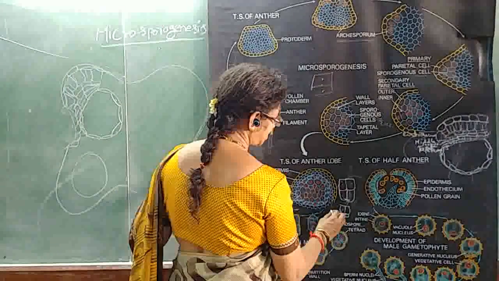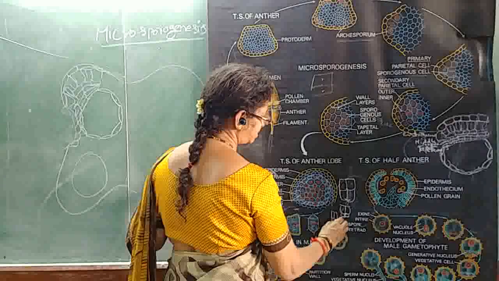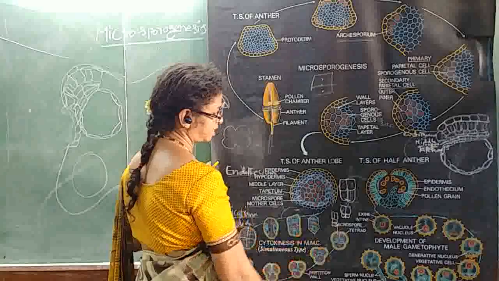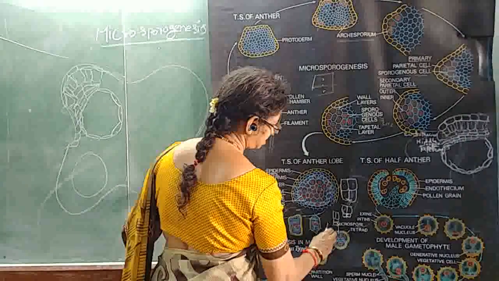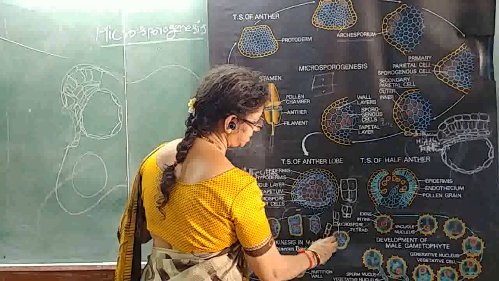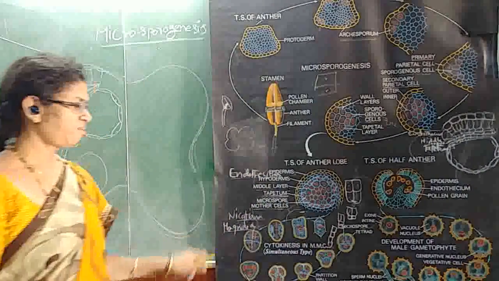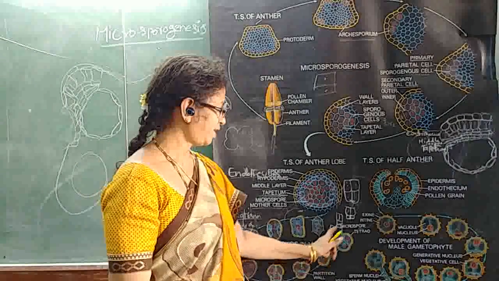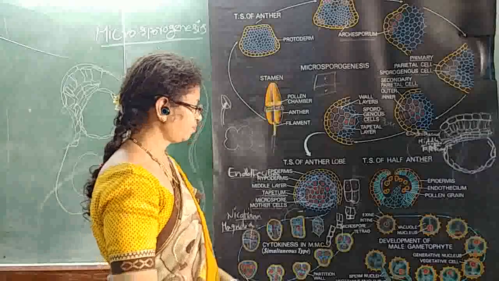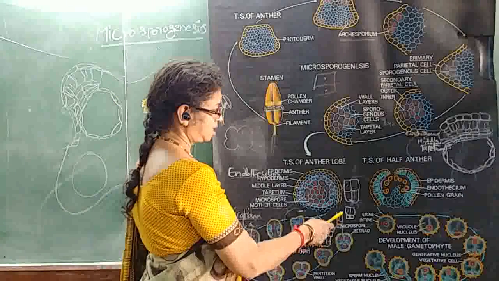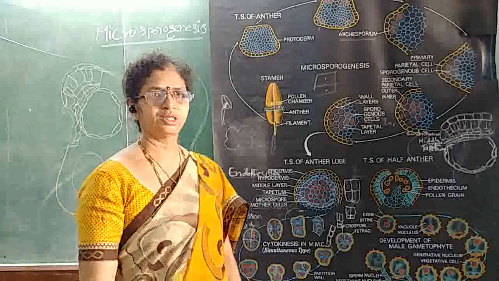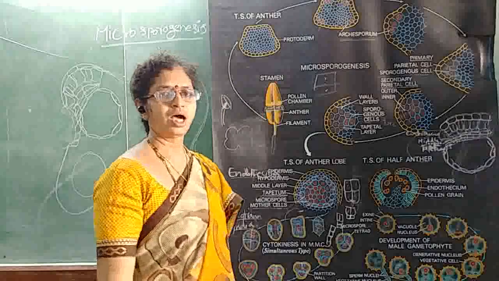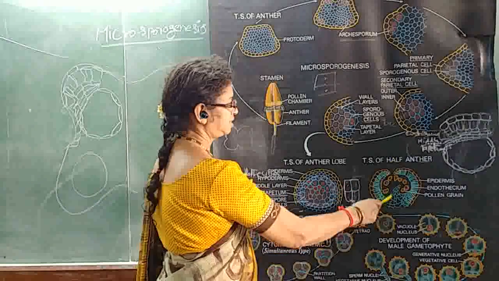And in some cases, a T-shaped arrangement is present, like these two spores present like this, and the upper two spores like this. In some cases, four spores are arranged like this, the linear type. So depending on the species, different types of arrangements are present. In some cases, as in Asclepiadaceae, all four types of arrangements are present.